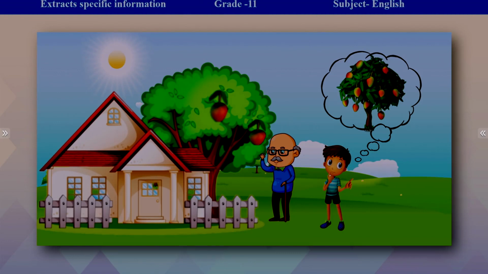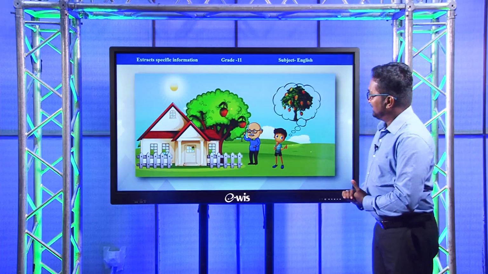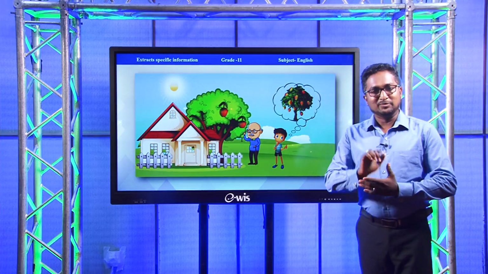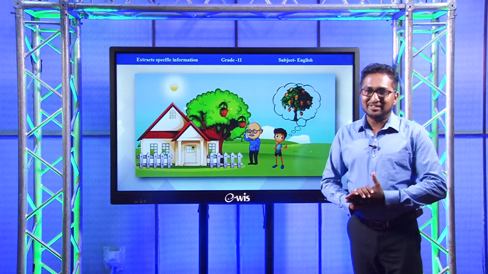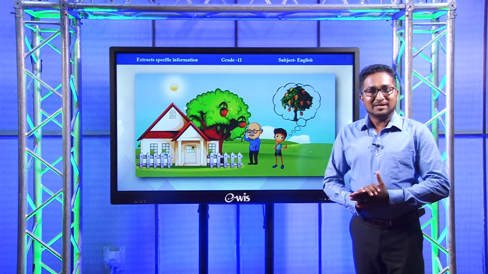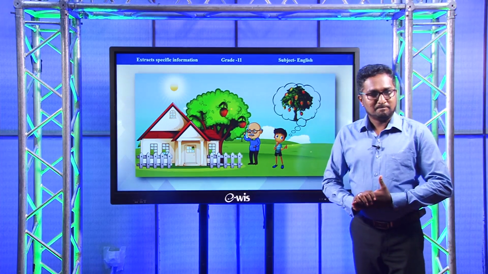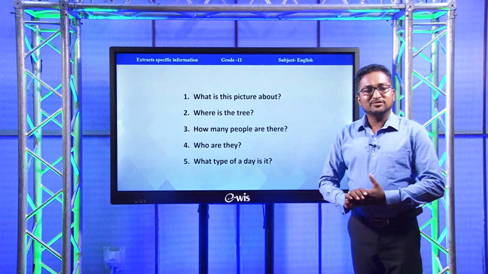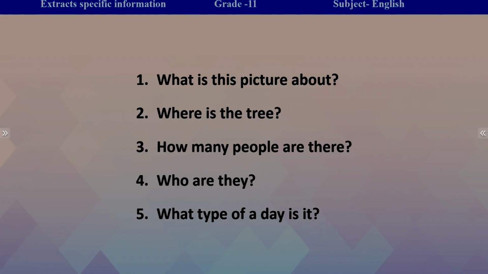Now, shall we find out what is the hidden story behind this picture? I hope you all can find out, but I must help you. To find out the information given in the picture, you must get some questions. Yes, look at these questions first. What is this picture about? Where is the tree? How many people are there? Who are they? What type of a day is it?